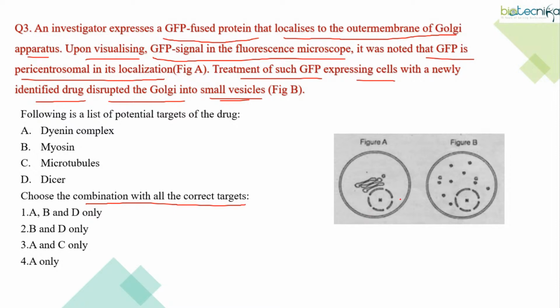Figure A indicates where the GFP is located in the pericentrosomal location. Figure B indicates what? They are being provided with a drug because of which they got disassembled or disrupted. Now you need to identify what will be the target of the drug: dynein complex, myosin, microtubules, or Dicer. Single answer or a combination of options. Identify.